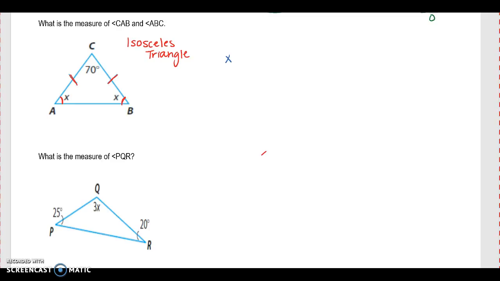We know that the sum of the angles in a triangle equals 180 degrees. So angle A is x, angle B is x, and then plus 70 equals 180 degrees. If there are two variables and they're the same, we can go ahead and add them. So x plus x is 2x, plus 70 equals 180. Again, you guys are experts at solving equations, so we're going to do that.